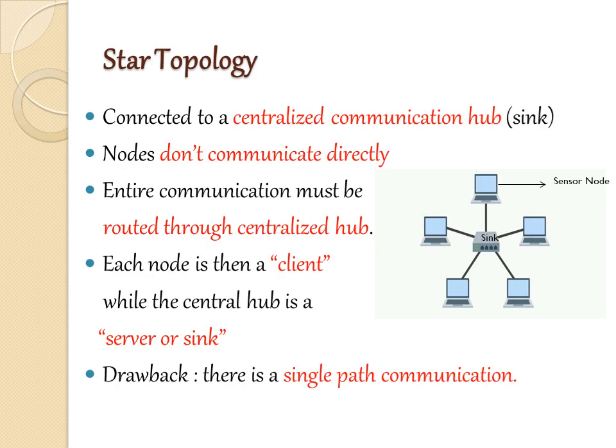Now next topology is star topology. This kind of topology connects to a centralized communication hub, commonly known as sink. Nodes do not communicate directly. It means the nodes communicate indirectly. Here, entire communication must be routed through the centralized hub. Each node is then a client, while the central hub is a server or sink, as shown in the diagram. The drawback of star topology is that there can be single path communication.